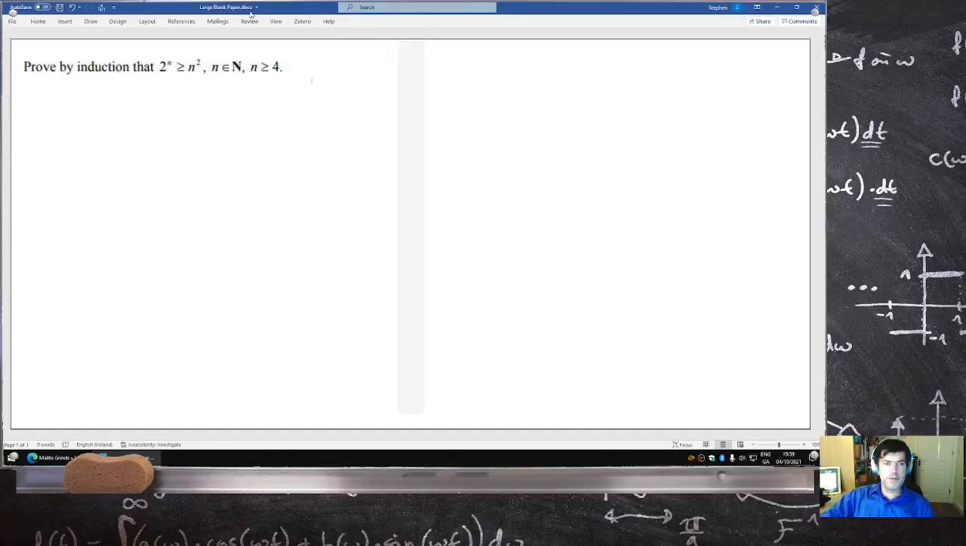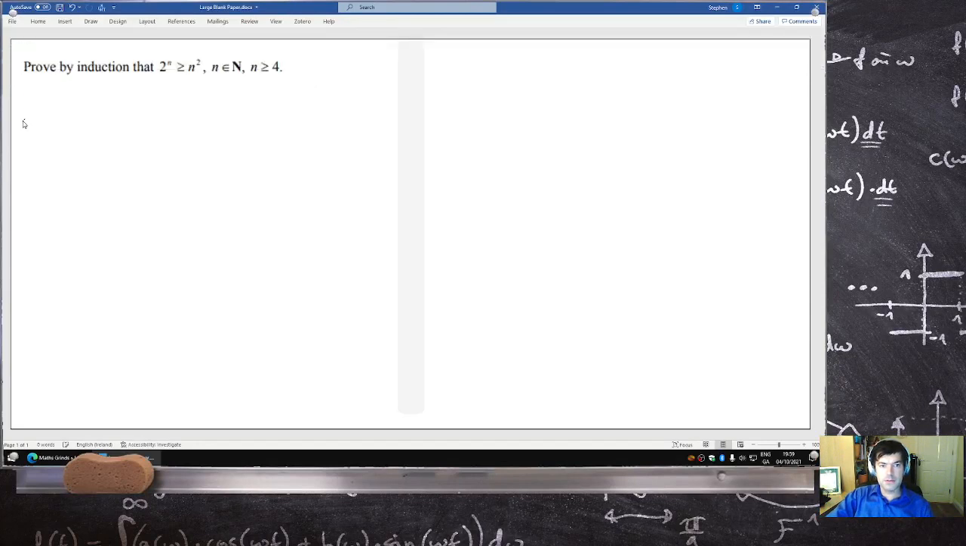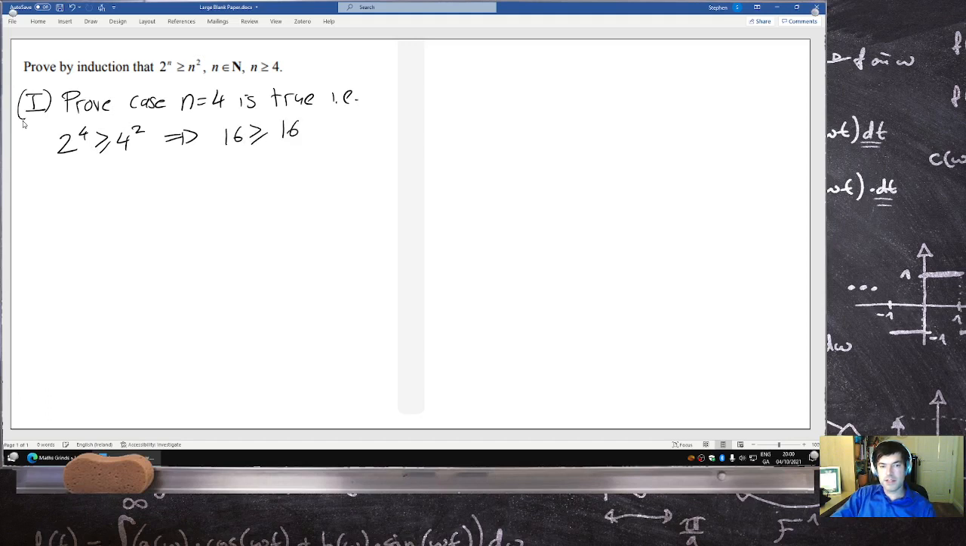Okay, let's prove this by induction. So we know the story here. Step one, prove the first case. Prove case n equals 4 is true, i.e. 2 power 4 is greater than or equal to 4 squared. 16 is greater than or equal to 16, so that's true.